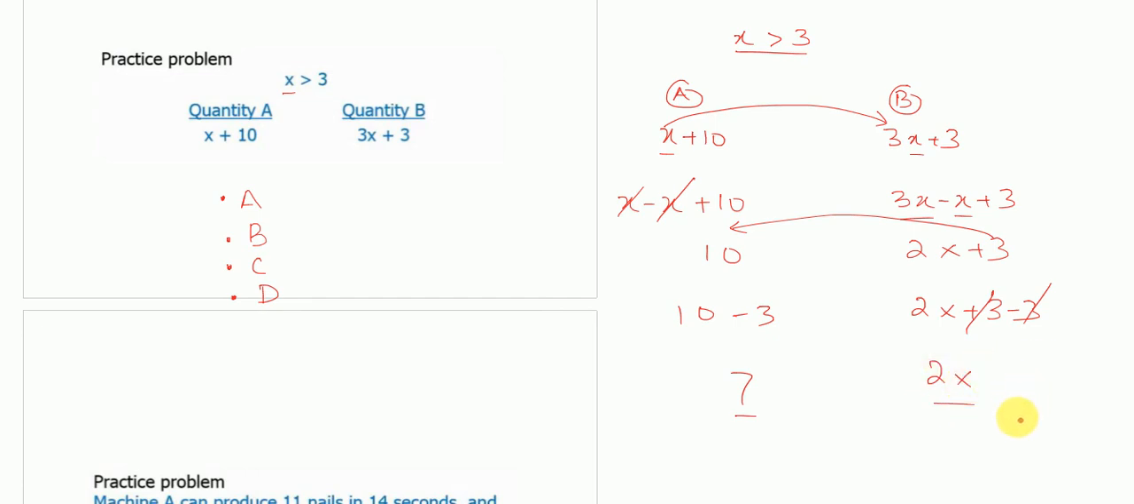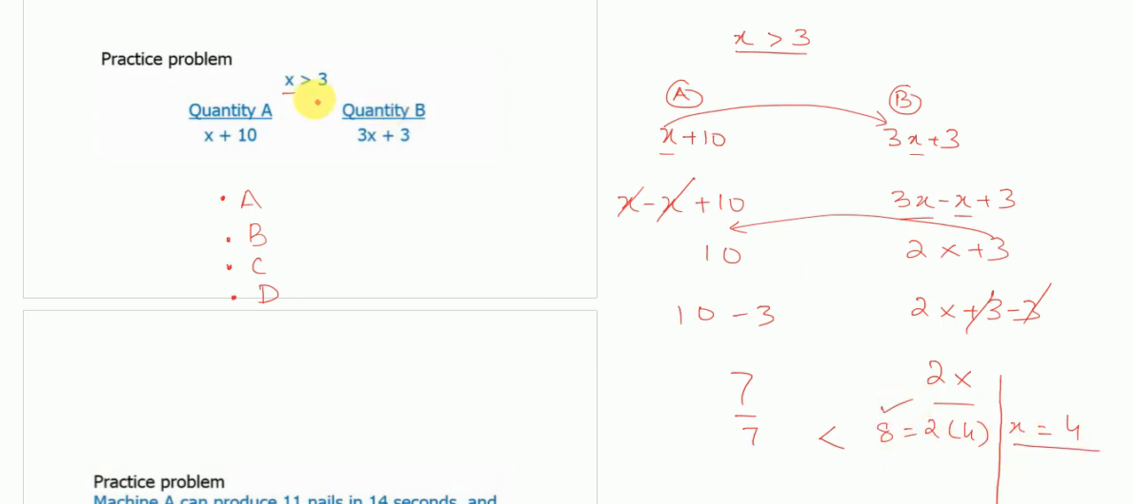So think about it. What if x were equal to 4? So 2 times 4 would be 8, which is clearly greater than column A. So if x were equal to 4, column B would be greater.